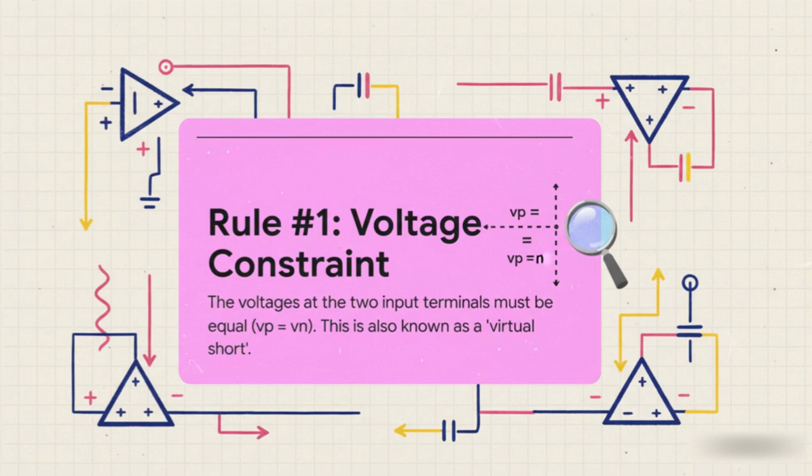All right, golden rule number 1, the voltage constraint. You might hear this called a virtual short, which sounds fancy, but here's what it means. The op-amp will do whatever it has to with its output to force the voltage at the inverting input to be the exact same as the voltage at the non-inverting input. You can almost think of this as the op-amp's number 1 job in life.